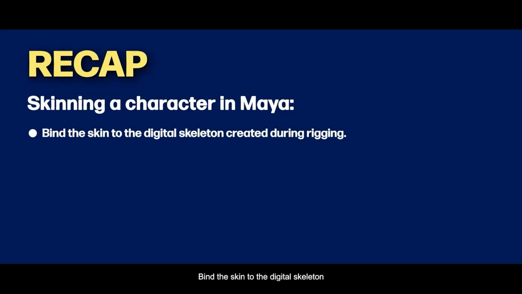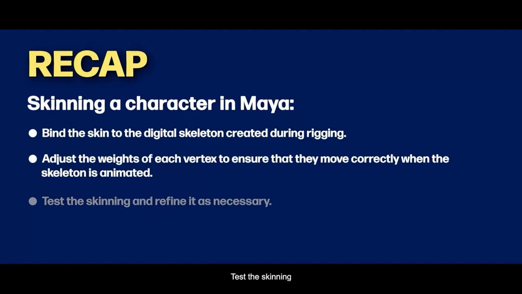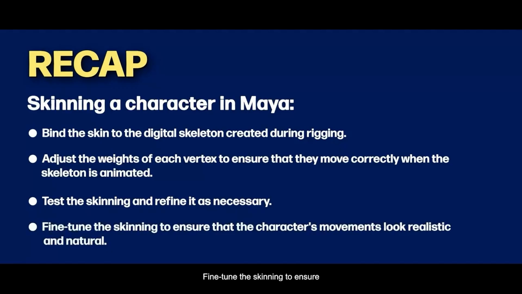Bind the skin to the digital skeleton created during rigging. Adjust the weights of each vertex to ensure that they move correctly when the skeleton is animated. Test the skinning and refine it as necessary. Fine-tune the skinning to ensure that the character's movements look realistic and natural.